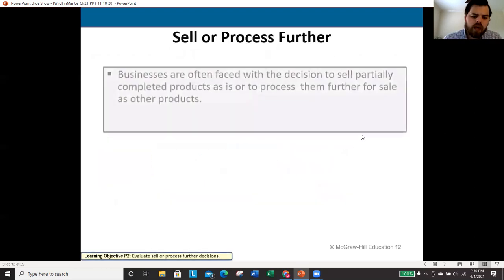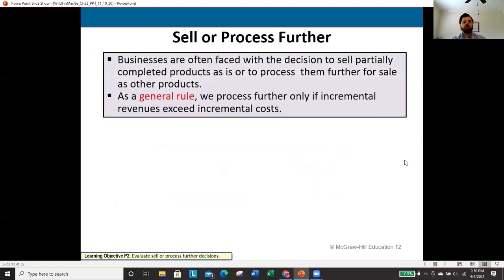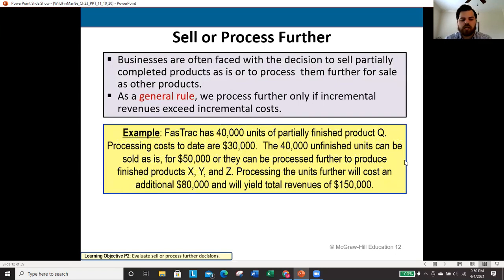Now, in this case, we of course need to look at another decision, which is called sell or process further. So this is where we can choose to sell a partially complete unit or to continue the production process and actually generate a complete unit. As a general rule, right? So this is my rule. We will process further only, right? Only if the incremental revenue exceeds the incremental cost. If not, we sell it right now.